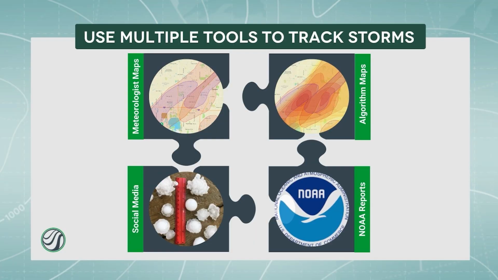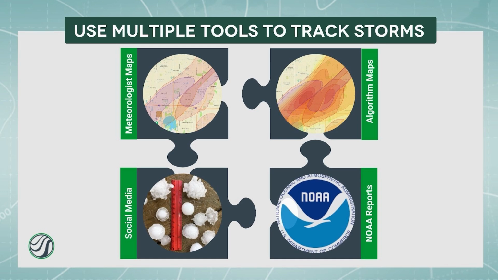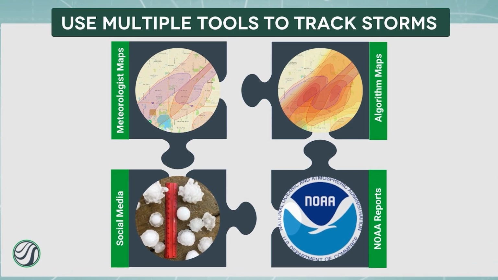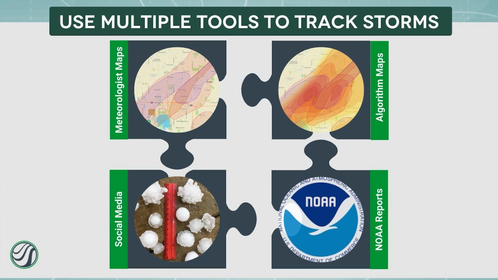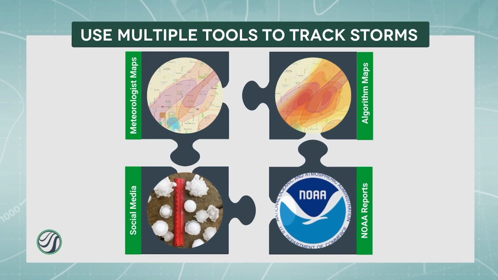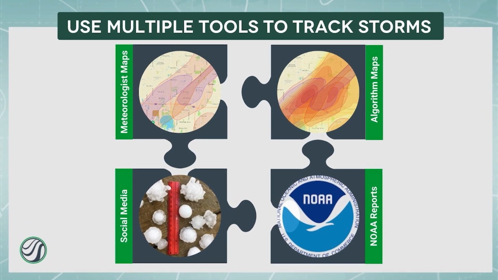First, it is really important to use multiple tools to track storms. So not only using maps to track storms, but also getting on the ground data of NOAA reports and social media images. Those are going to be really important in this process to find areas to work, to find areas that you're going to start targeting with your sales teams. And that's why at HailTrace, we have all four of those: the meteorologist maps, algorithm maps, NOAA reports, and social media images all in one place.